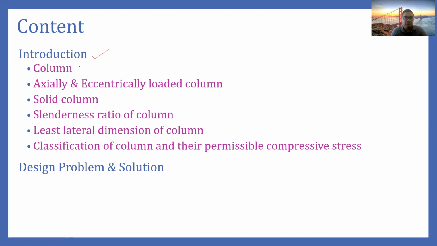First we will get introduced with the column, and then we will see the category of column based on the type of load it supports, in terms of axially and eccentrically loaded column, and what is the meaning of solid column. Then a very important concept of slenderness ratio of the column, and how do we calculate this ratio. In that, least lateral dimension of column is involved, so we will see how do we find out that.